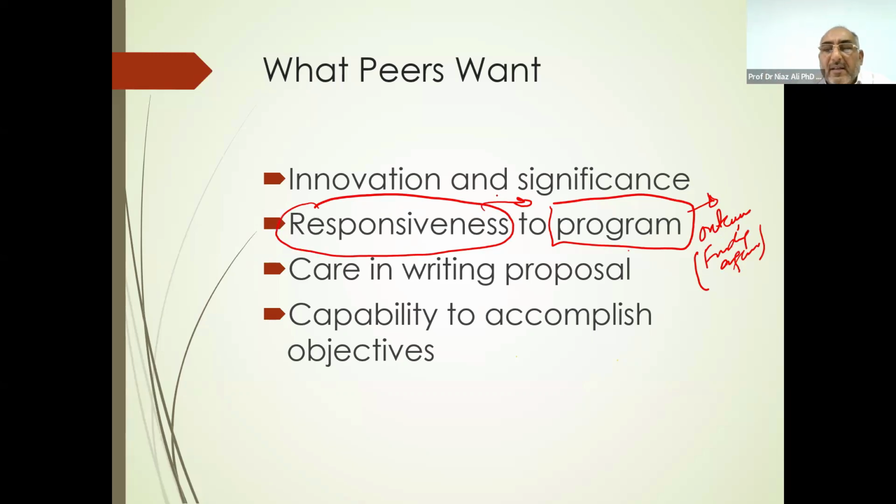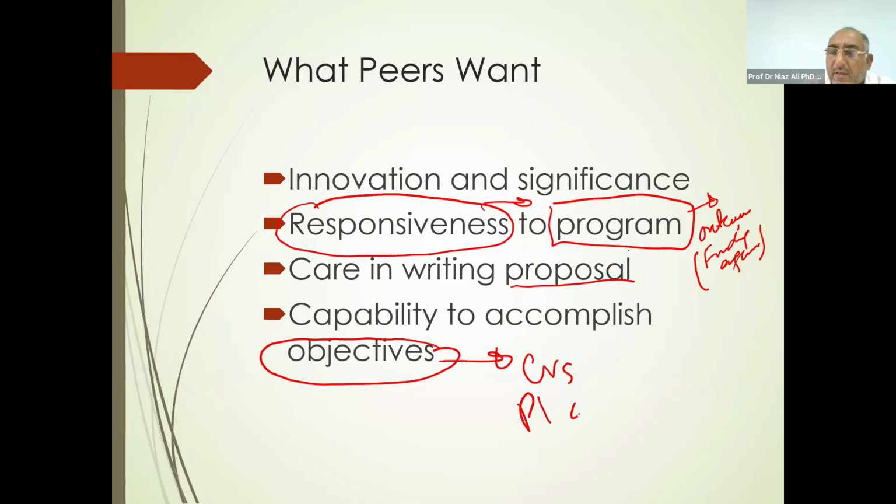And care in writing the proposal. It shall be scientifically sound. Capability to accomplish the objectives as well. You should have the capabilities, and this will be shown by your CV, principal investigator, and co-principal investigator. So do not put a friend's name as a co-supervisor or co-principal investigator. Always look at their background, their research in that particular relevant field, and put their names.